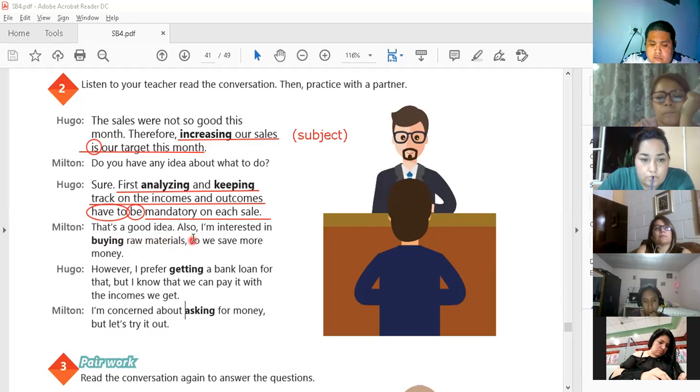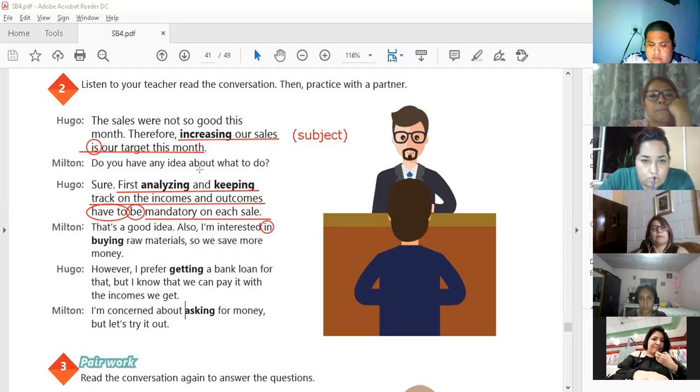Esa es una muy buena idea. También estoy interesado en comprar materia prima. So, buying no es comprando, es comprar. So we save more money. Para ahorrar más dinero. ¿Qué es lo que tenemos antes de buying? Una preposición. Preposition, right? Yes.